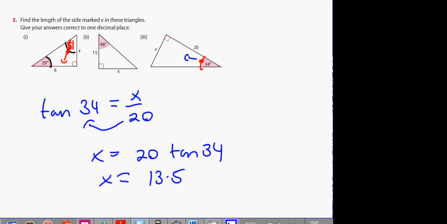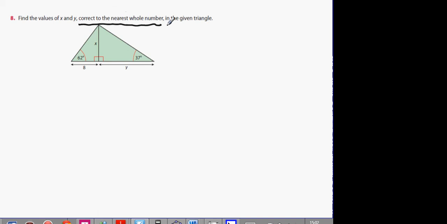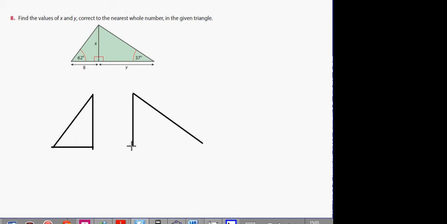Okay, moving on. Number 8. By finding the values of X and Y correct to the nearest whole number, find the values in the given triangle. Okay guys, how many triangles are in this diagram? Anybody? 3. Always remember there's 3. Now here's one of them here. There's one. Here's the other one. Separate it out, okay?